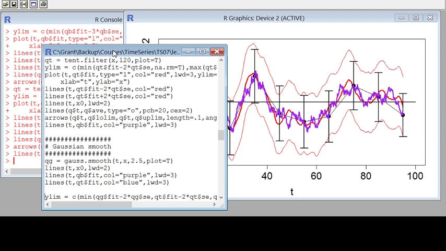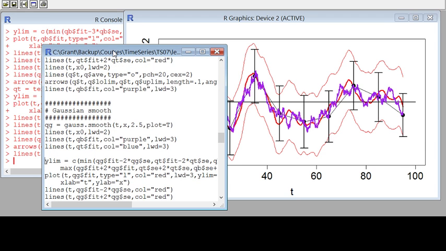Well, the tent filter and the boxcar filter are not the only ones we can apply. We can apply a Gaussian smooth. For a Gaussian smooth, we can extend our smooth all the way to the ends of the time span. But we do have to tell it what the times are, which is why there's a T here. Also, I did my boxcar filter on 120 data points or 10 years. I did the same with the tent filter.